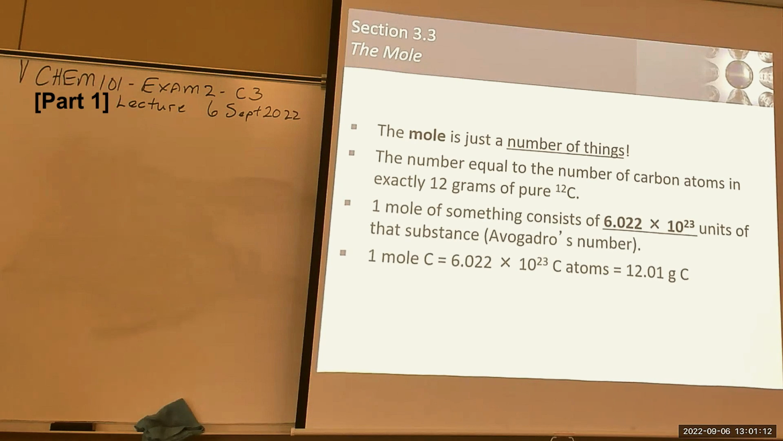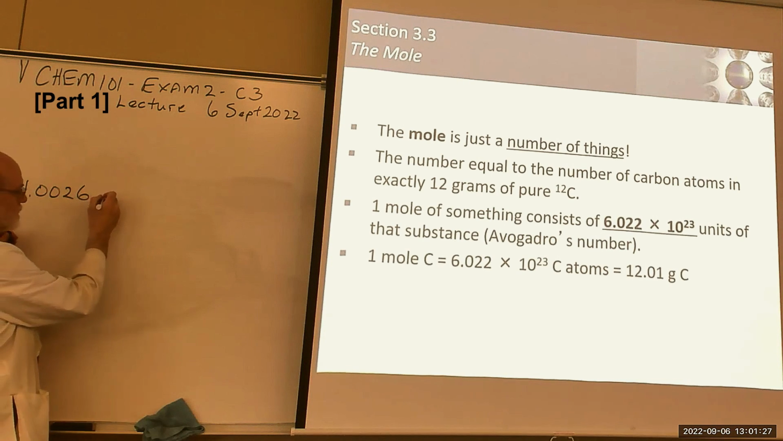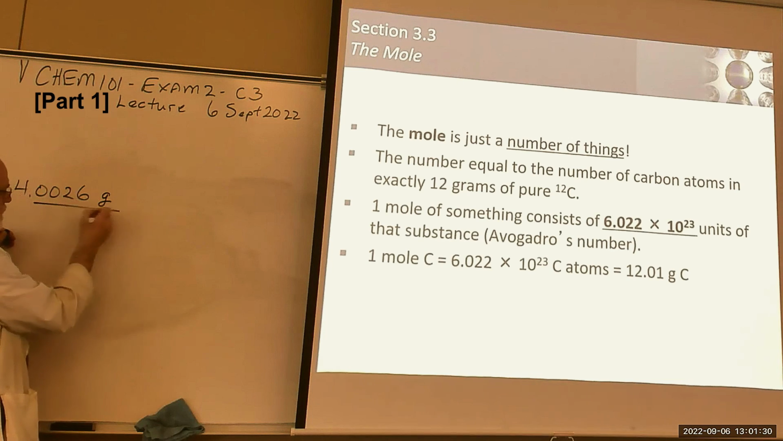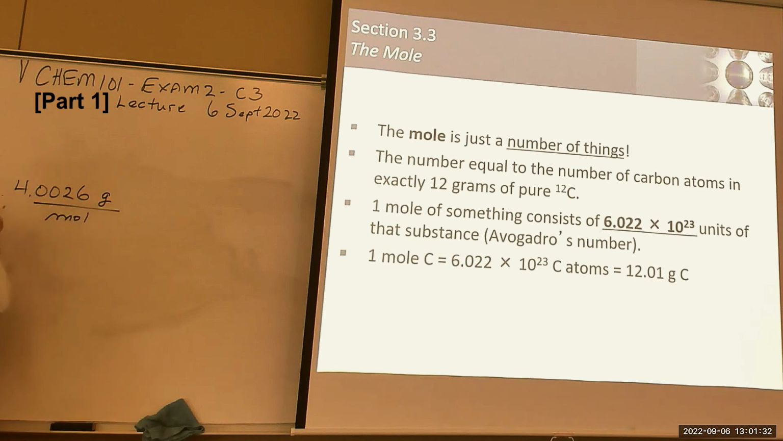Helium? 4.0026. That's helium, and that's naturally occurring helium with its mix of isotopes. It's already been done for us. That's equal to that many grams per mole of helium atoms. Right. Notice when you write the whole word out, MOLE, but when you abbreviate it, you just drop the E. Does that make sense?